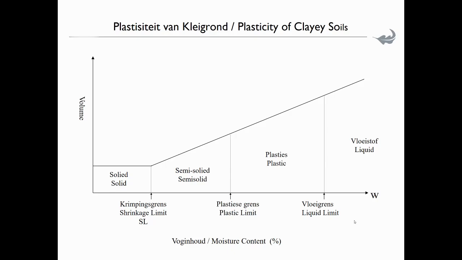If you look at this graph, on the left-hand side, you can see the volume, and the bottom is the moisture content. And as the moisture content increases, then you have an increase of volume. So you have a solid material. Then if it goes past the shrinkage limit, which we will define just now, then you get a semi-solid. Then you have the plastic limit. Then it becomes a plastic moldable material. And then eventually, if you pass the liquid limit, then the soil effectively behaves like a liquid.